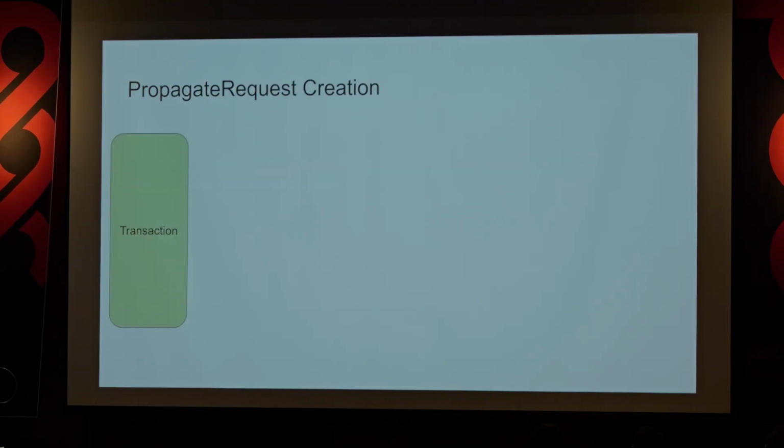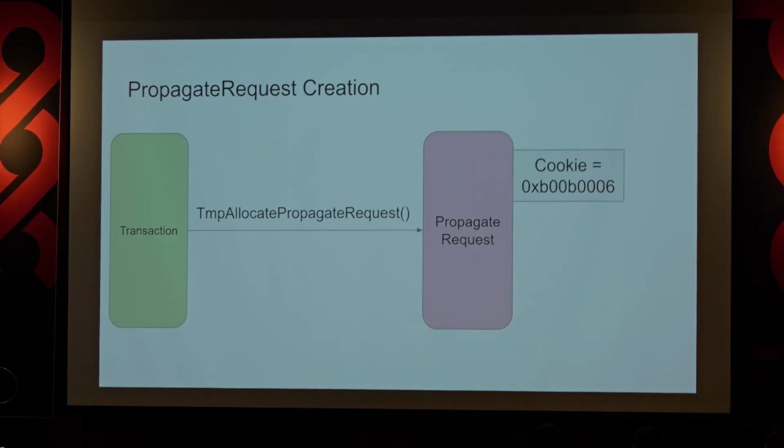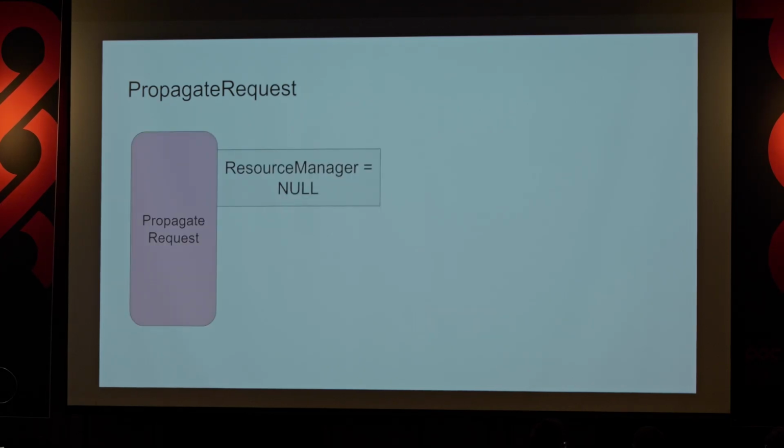Next, let's take a look at the cookie 6 object. The cookie 6 object is a propagate request. It's created when a transaction undergoes something called transaction promotion, which calls this TMP allocate propagate request function. This function allocates the propagate request, and there's only one important field in the propagate request, and that's the resource manager field. However, unlike the protocol object, this resource manager field of the propagate request is initialized to null.